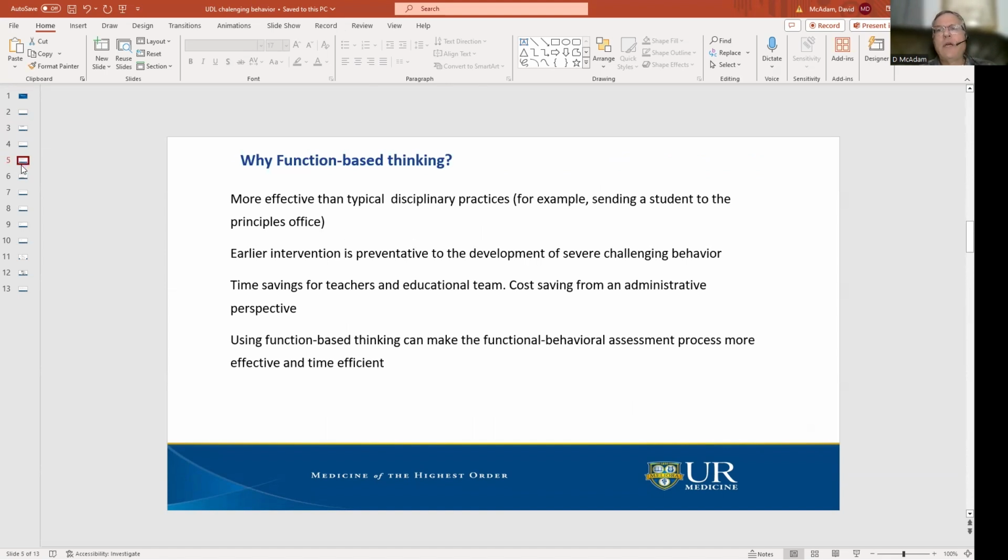So why do we consider function-based thinking to be important? First of all, there's information that suggests that it's more effective than common classroom discipline or management strategy. So a common strategy might be if a student is disruptive in class, send them out of class to take a break for a period of time. Maybe in some cases, asking other people to help support the students, like their parents, asking them to go home early, those sorts of things. Function-based thinking allows your class to run more efficiently, and it increases the likelihood that all the students in your class will have a positive experience.